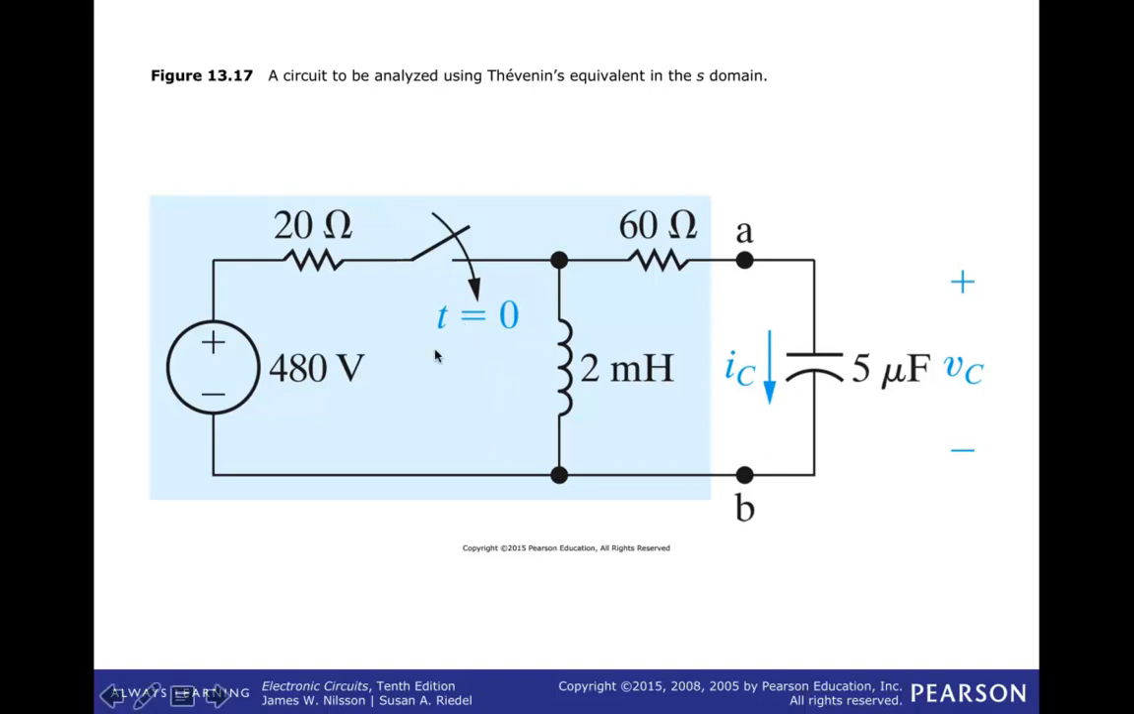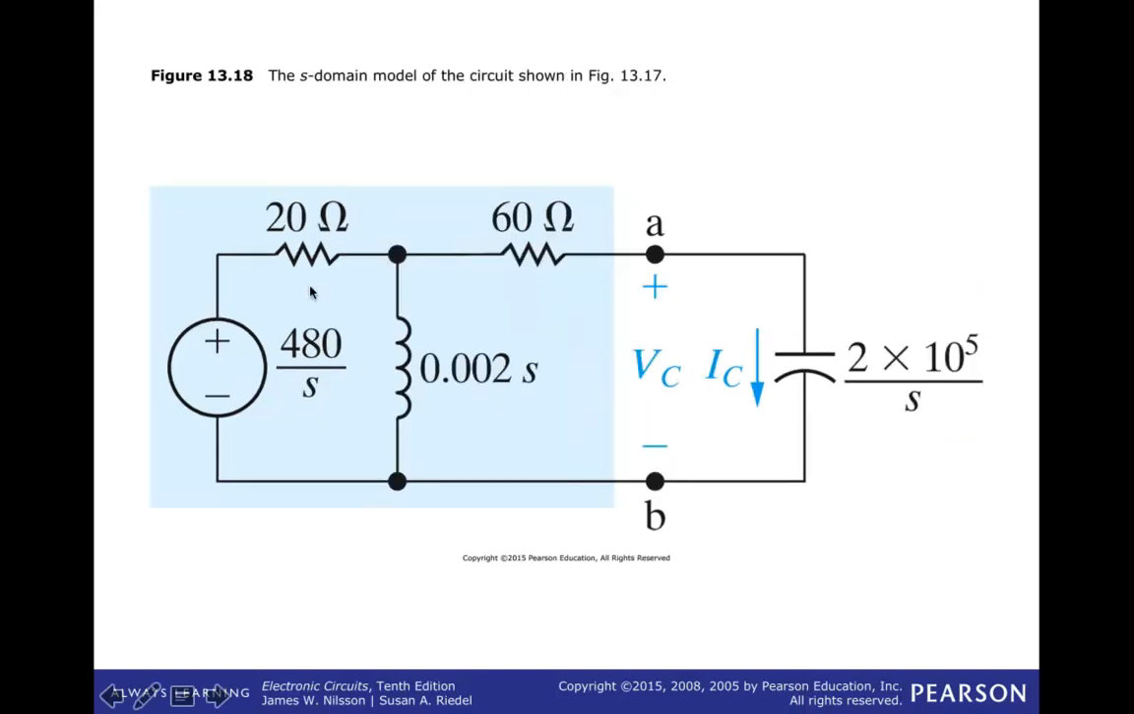Before doing anything else, the entire circuit was converted to the Laplace domain. Because of that switch, the voltage source becomes 480 over s. The resistors go as resistors. The inductor becomes sL, and the capacitor becomes 1 over sC. So here is the circuit in the Laplace domain. What we want is the current and the voltage for the capacitor. So in this example, your textbook author is going to do, on the left-hand side of the circuit shaded in blue, a Thevenin equivalent.